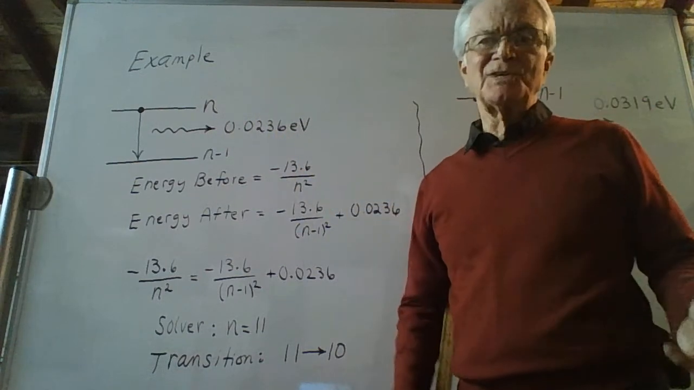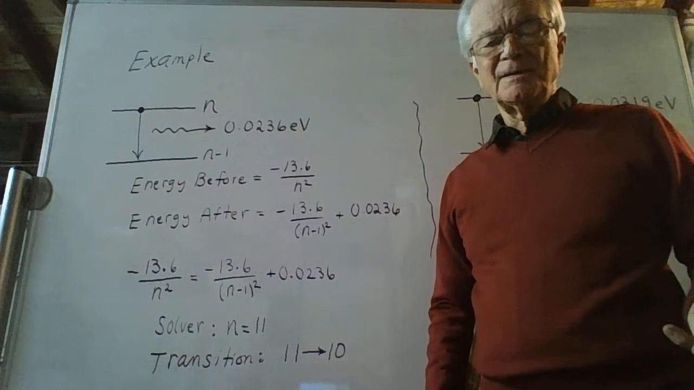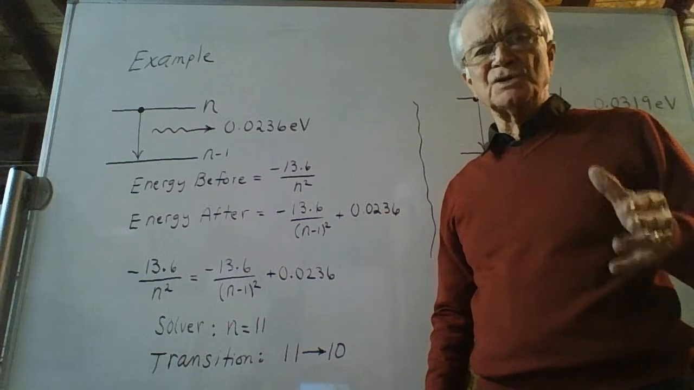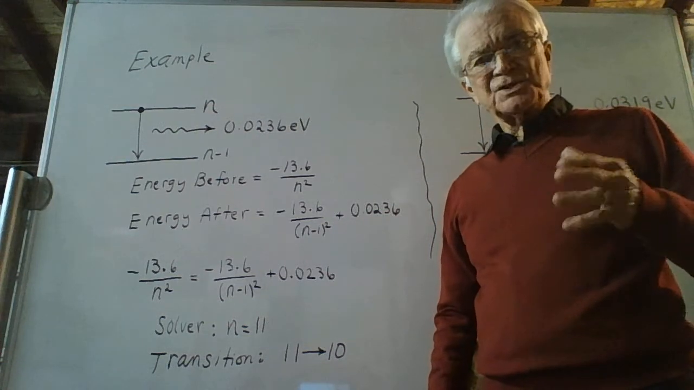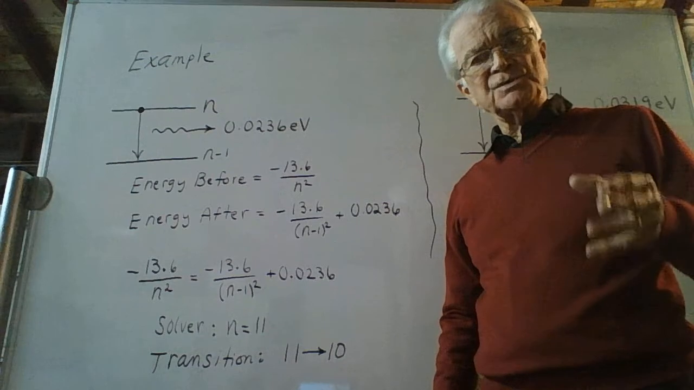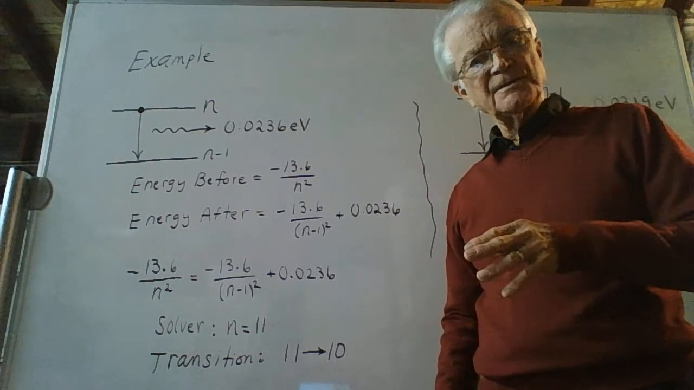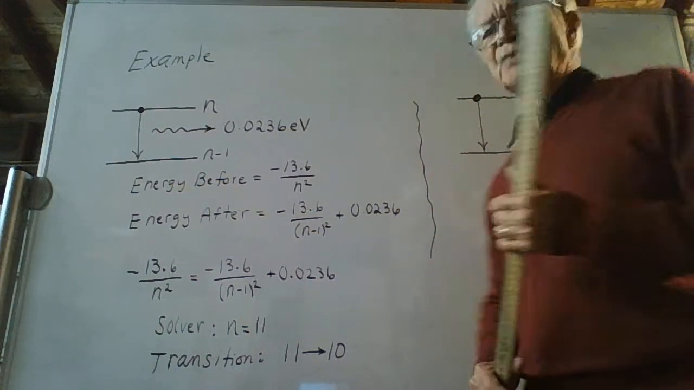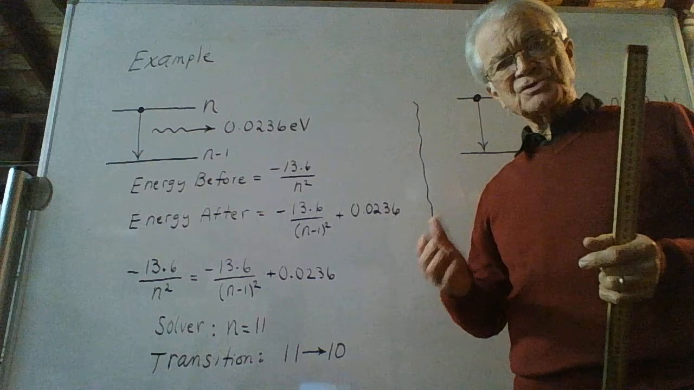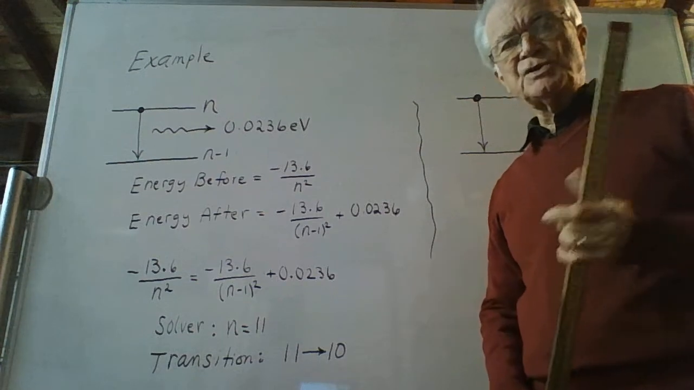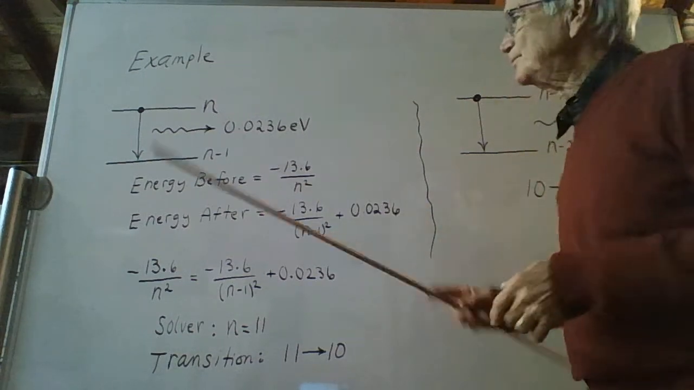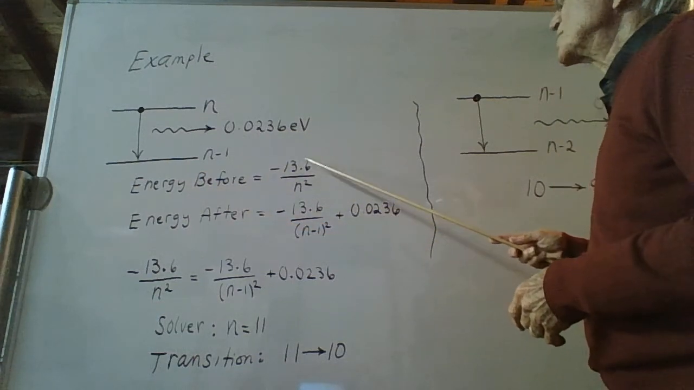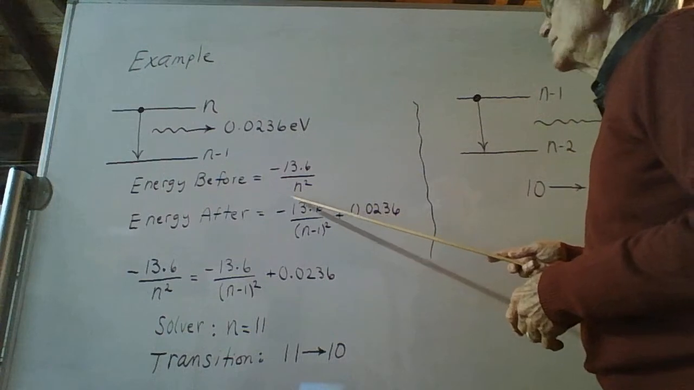So we need to create an equation involving n. The foundation on which we'll stand in order to create that equation is conservation of energy. In a system, the total energy earlier equals the total energy later. Before the transition occurred, the only energy present was the energy the electron had, which is found according to the 13.6 rule.